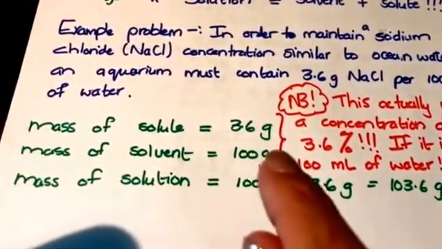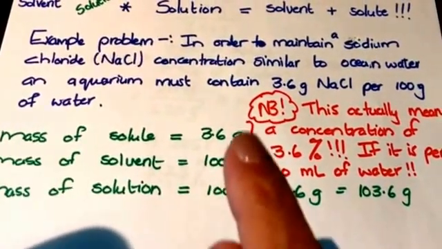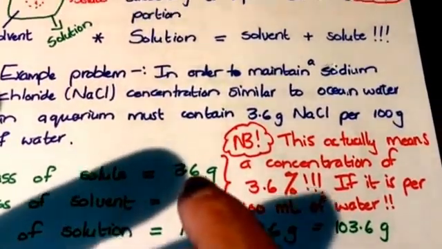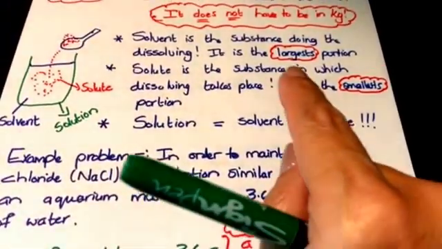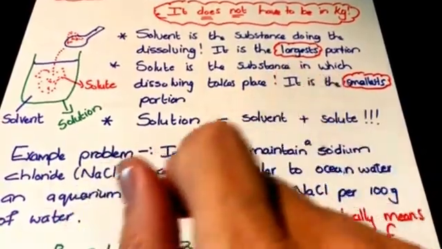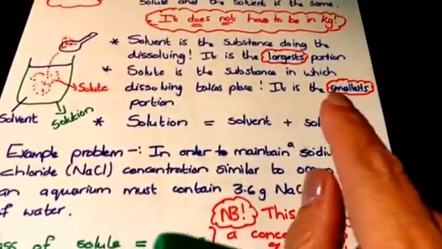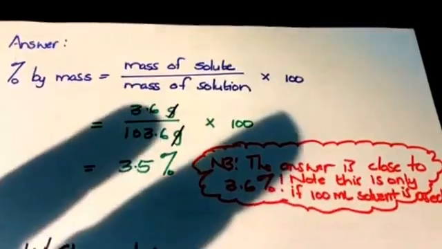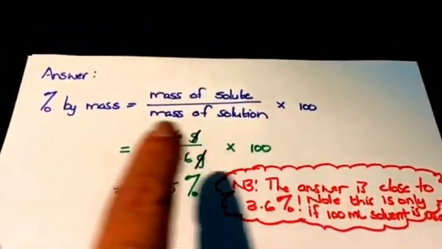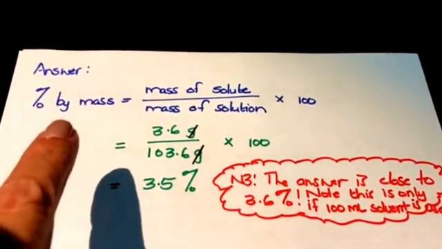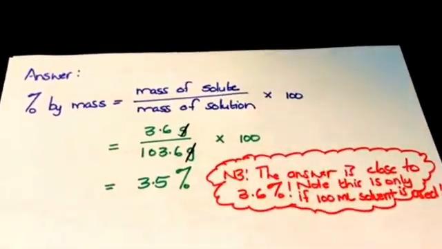The mass of the solute is 3.6 grams. The mass of the solvent is 100 grams. Can you see? The larger number of the two is the solvent, and the smaller number of the two is the solute. To do this calculation, we are going to substitute into this formula that we have to learn off by heart. Percentage by mass is mass of the solute over the mass of the solution times 100.